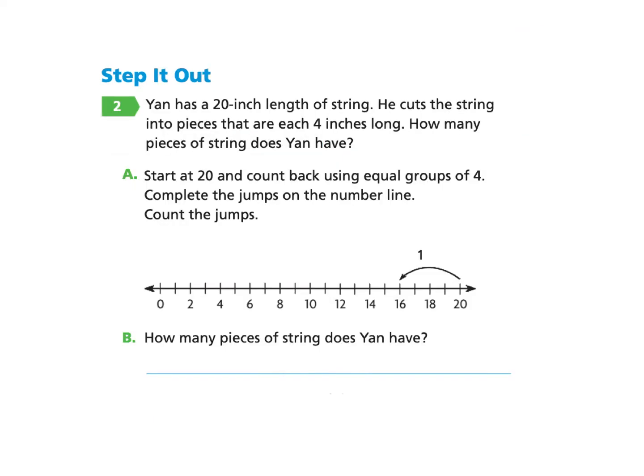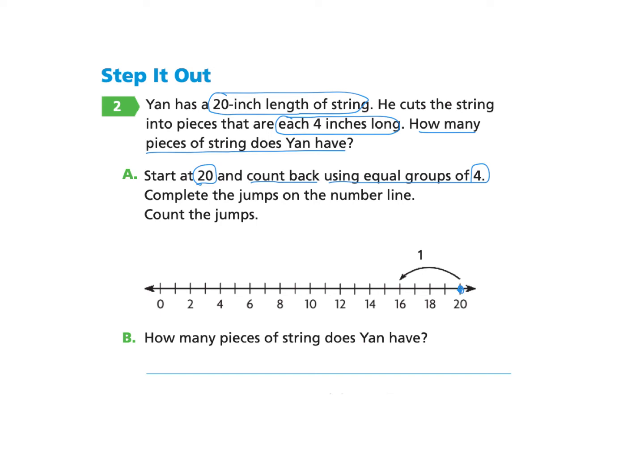Let's take a look at the next page, page 180. Step It Out, Part 2. Jan has a 20-inch length of string. He cuts the string into pieces that are each 4 inches long. How many pieces of string does Jan have? Part A. Start at 20 and count back using equal groups of 4. Complete the jumps on the number line. Count the jumps. So they have a number line here for us.